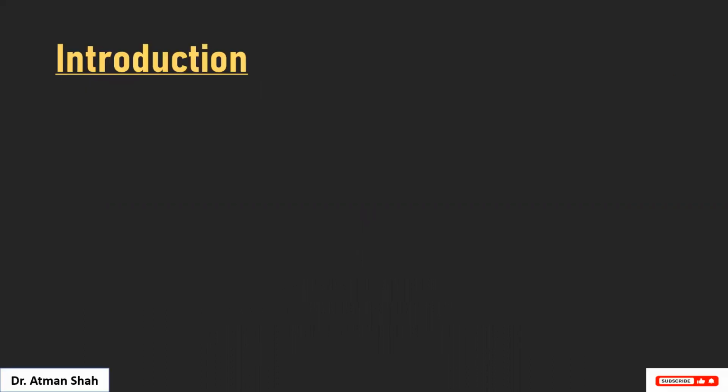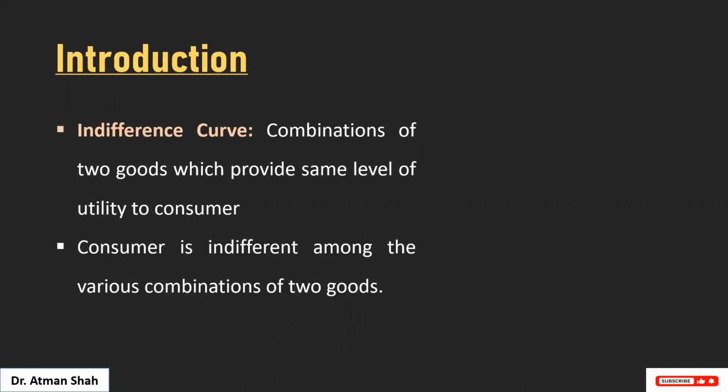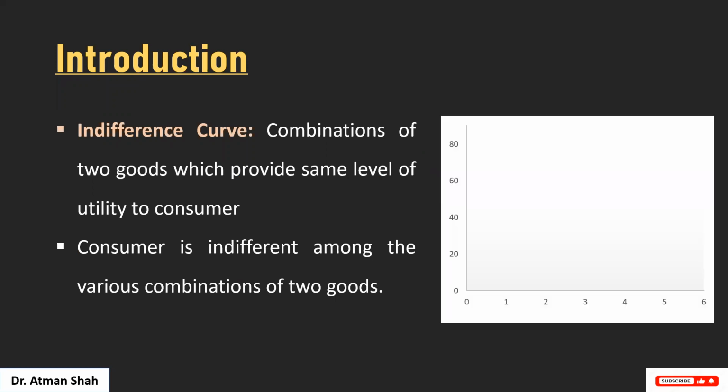Let's begin with the introduction. Indifference curve shows the combinations of two goods which provide same level of utility to consumer. That means consumer is indifferent among the various combinations of two goods. See this diagram. On horizontal axis, we have commodity X, and on vertical axis, we have commodity Y. And these points actually show various combinations of two goods which provide same level of utility to consumer.